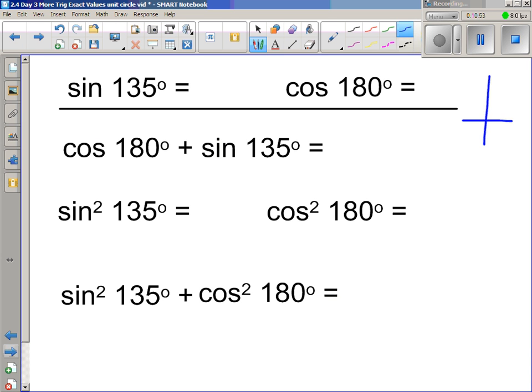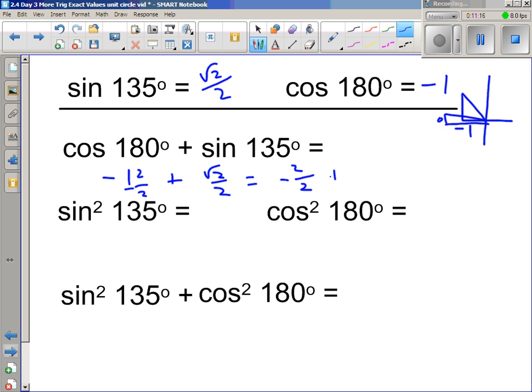Okay. Getting some trig values here. The sine of 135 is a root 2 over 2. And the cosine of 180, that's way out here, it's a 0. That's a negative 1. To add negative 1 plus root 2 over 2, we need a common denominator. Multiply top and bottom by 2. We would get negative 2 over 2 plus root 2 over 2. So negative 2 plus square root of 2 all over 2.